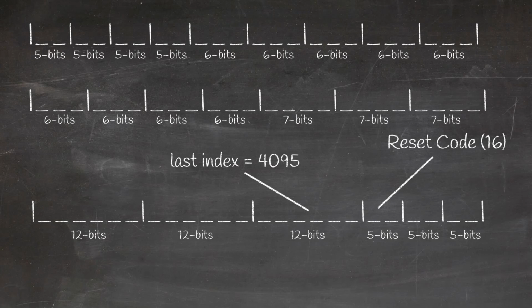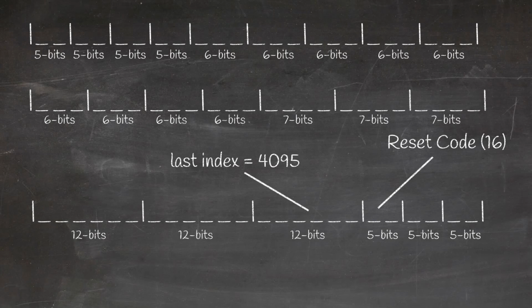So, let's give it an arbitrary number. We said our data is from 0 to 15. So in this case, we will not use 16 for data. Let's use 16 as a reset code. So we start from 17. So the first index will be 17, right?